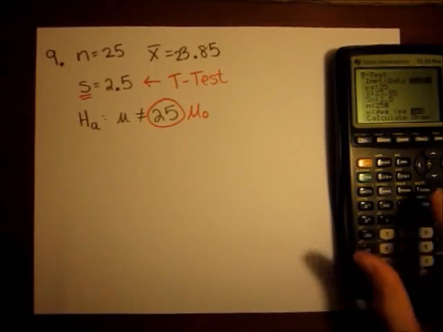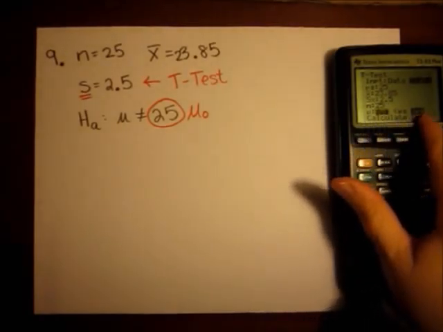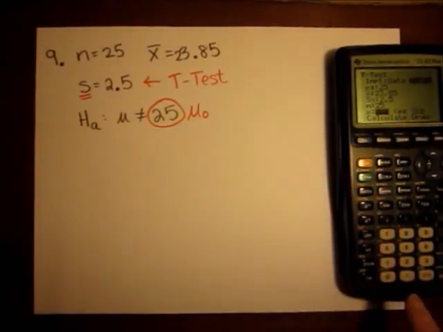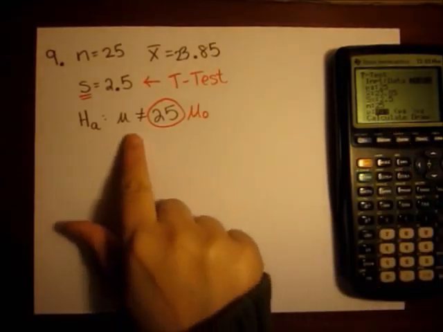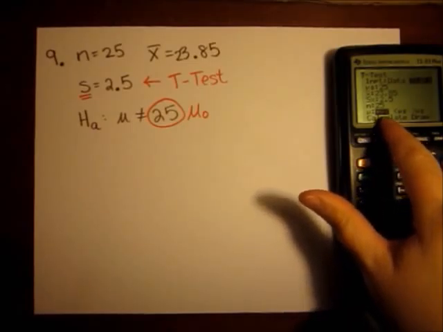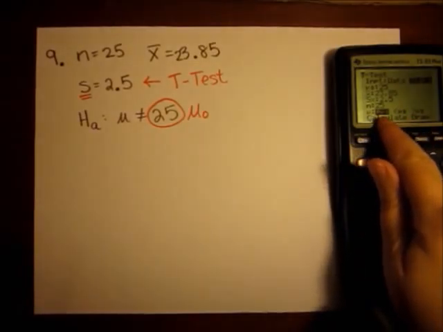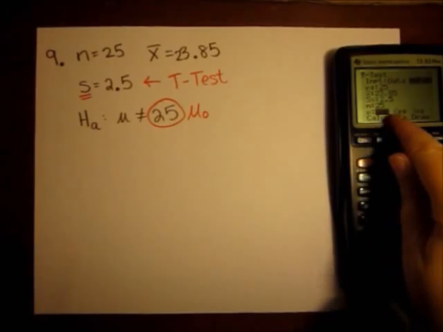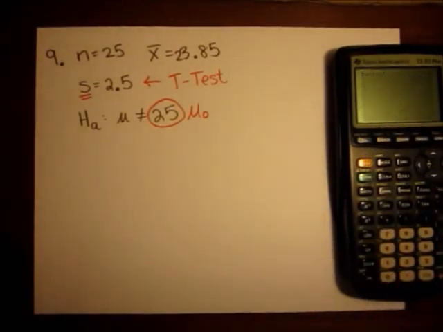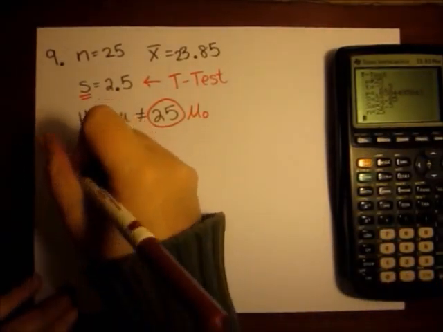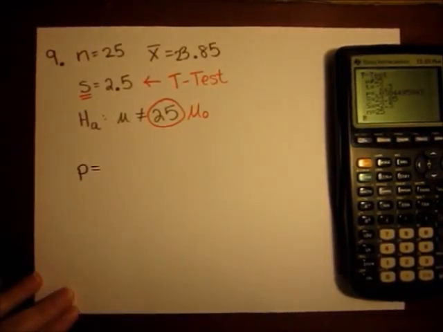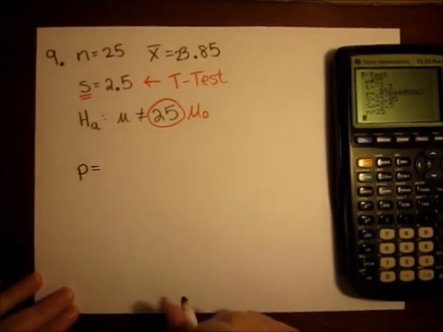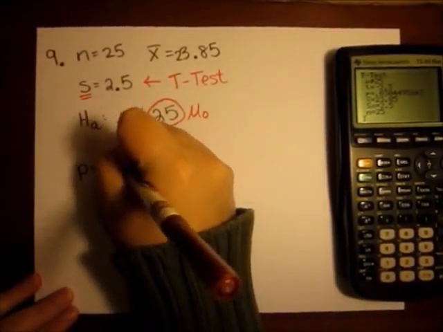And n is 25. And in this last row I need to highlight what my alternative looks like. The alternative looks like different from mu0, or different from 25. So I highlight and I press enter over the unequals, the not equal to mu0. I go to calculate, and whatever follows the letter p is my p-value. So the p-value is 0.0304, or about 0.03.